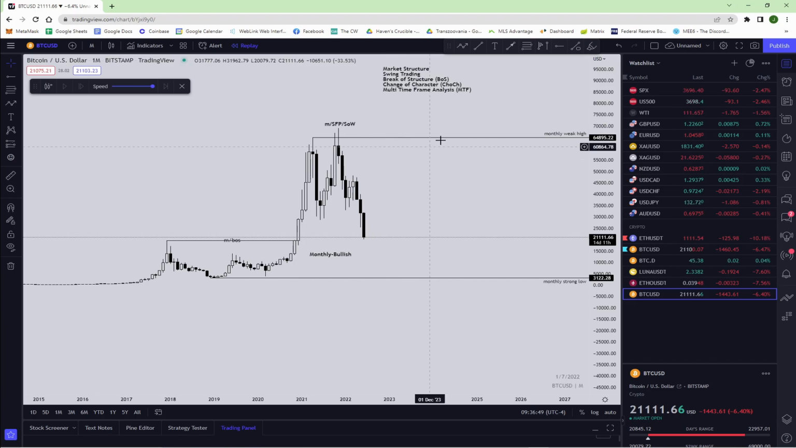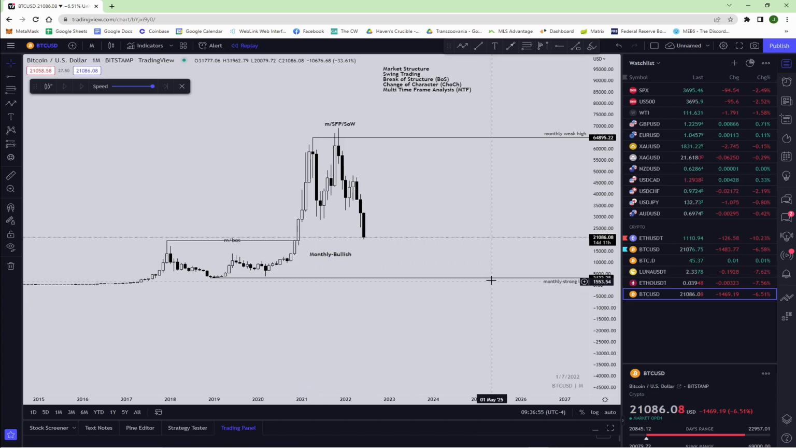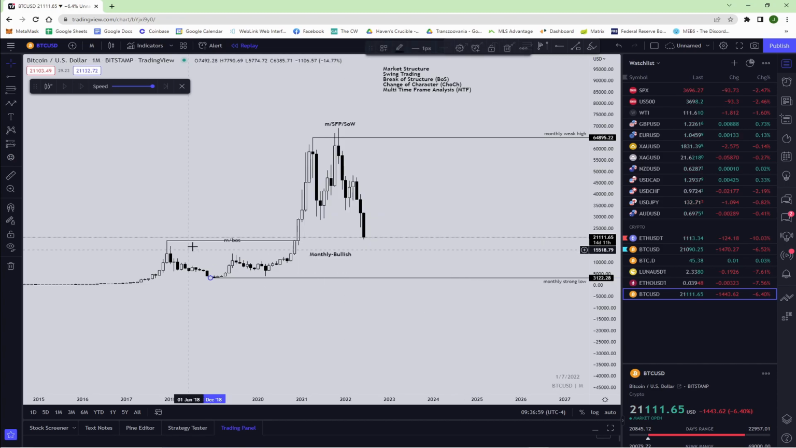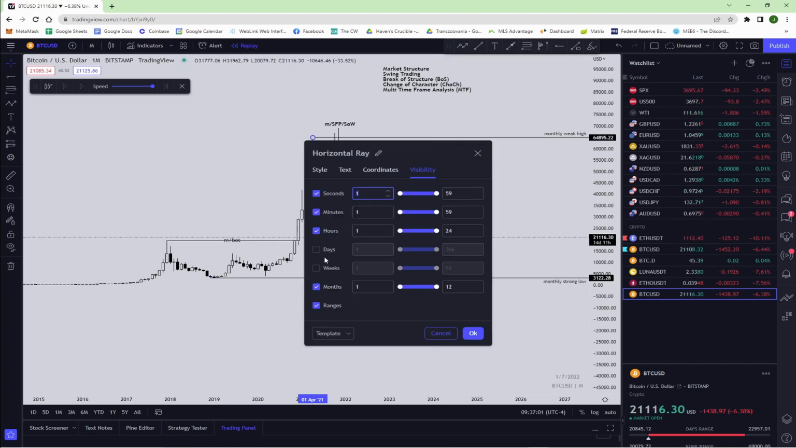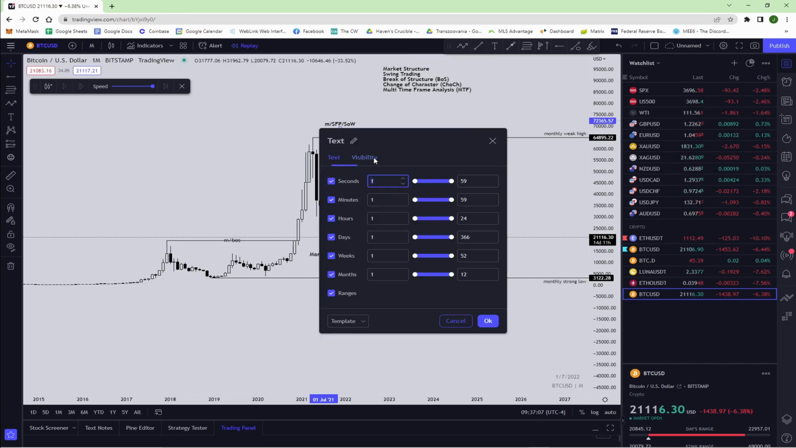So at this point, monthly is bullish, and we want this to show up on every chart. We want all these monthly levels to show up on every time frame below. Maybe not the break of structure, but the high and the low we want to show up. This doesn't need to be here. This only needs to be on the monthly. I don't need to see that on other time frames.